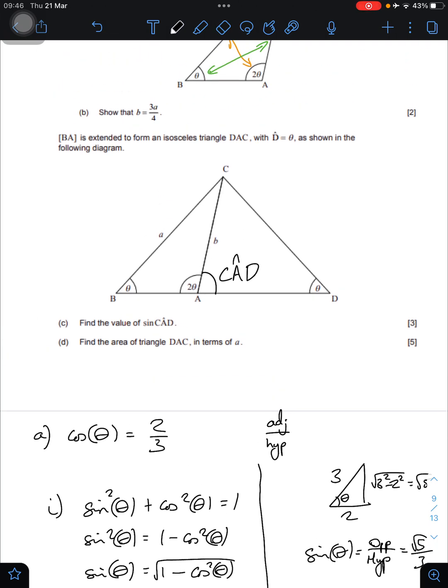So BA is extended to form an isosceles triangle DAC. So from that, we can assume that this here would also take the value B. Find the value of sine CAD. So again, first thing I'm thinking is I want to apply my sine rule, but in order to apply my sine rule, I need to find this value here, because it's exactly the same as the other case, that we need to use the opposites, like that. And if we've got two sets, we can apply our sine rule. So how do I find that value for my question mark?